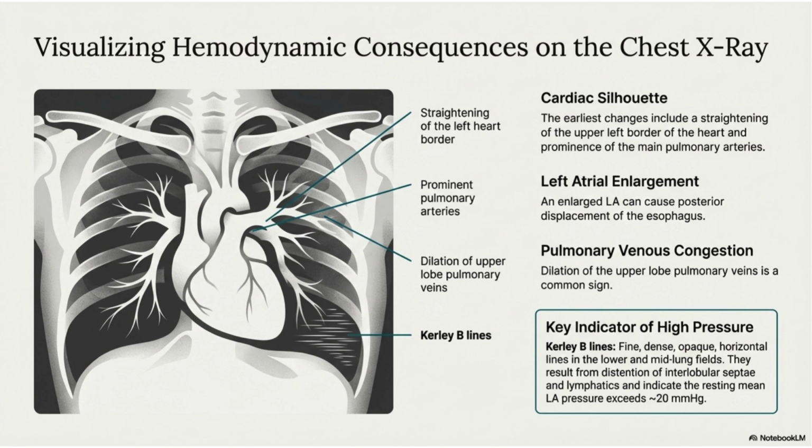So if the LA pressure is constantly pushing fluid out into the lung tissue, the Kerley B lines are literally the visible water damage of that chronic congestion on the X-ray. Precisely. Our sources indicate they're usually a sign that the resting mean left atrial pressure has exceeded about 20 millimeters of mercury. It's a powerful visual confirmation of that high-pressure environment inside the lung tissue itself.